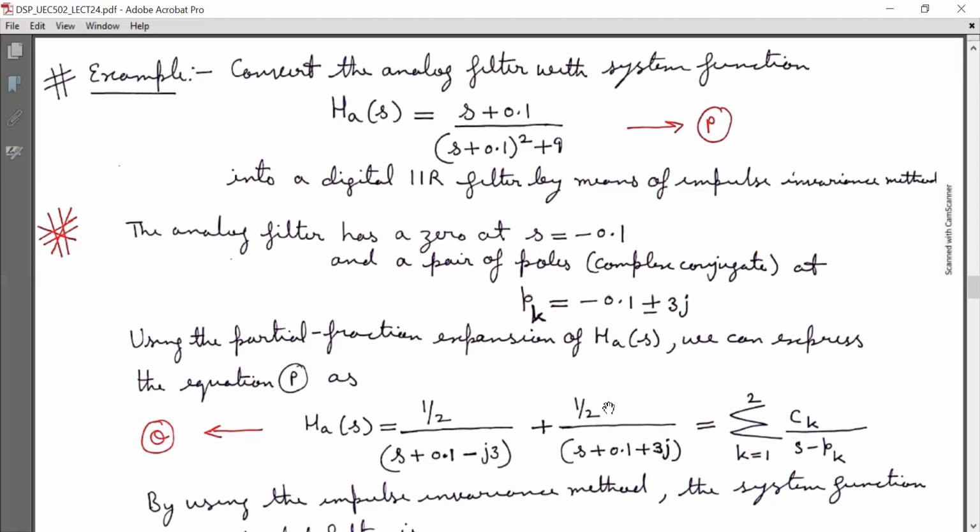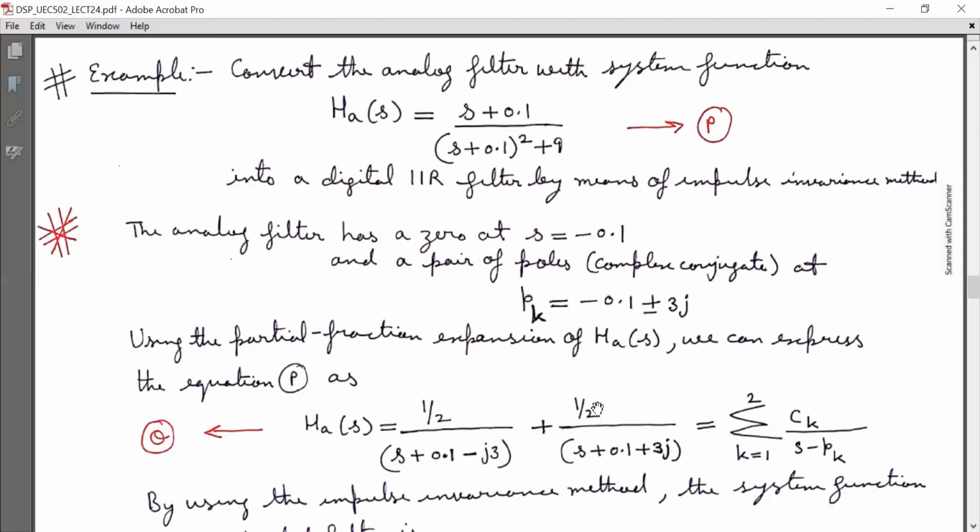We can see that the analog filter, first we look at the numerator portion. The analog filter has a zero at s equal to minus 0.1 and a pair of poles, that is complex conjugate, at pk equal to minus 0.1 plus minus 3j. So there is a zero at s equal to minus 0.1 and a pair of poles, in the complex conjugate form, at pk equal to minus 0.1 plus minus 3j.